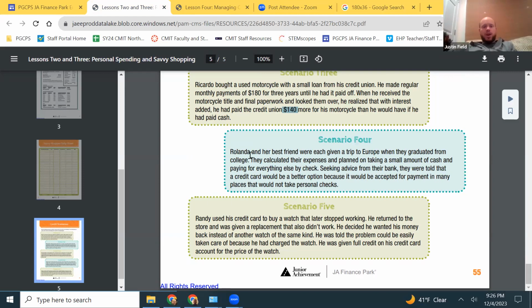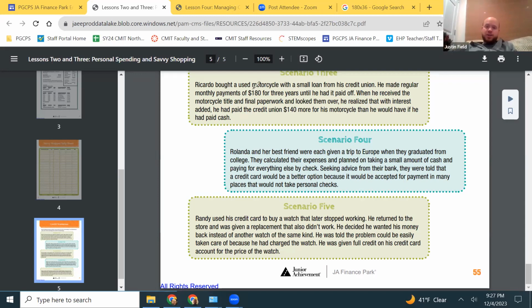Scenario 4, Rolanda and her best friend were each given a trip to Europe when they graduated from college. They calculated their expenses and planned on taking a small amount of cash and paying for everything else by check. Seeking advice from their bank, they were told that a credit card would be a better option because it would be accepted for payment in many places that would not take personal checks. Well, why don't you pause the video on this one and circle what you think the advantage is.